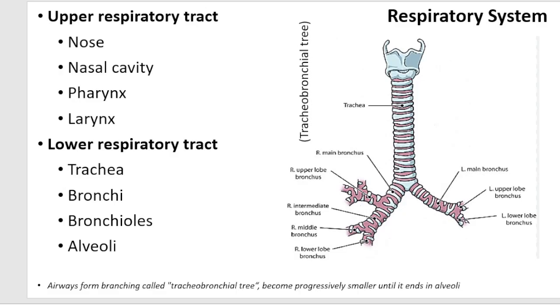Let's break down the respiratory system into two key zones, the upper and the lower tract. The upper tract includes the nose, nasal cavity, pharynx, and the larynx. These structures, as I have already mentioned, warm, filter, and humidify incoming air. The lower tract comprises the trachea, bronchi, forming the tracheobronchial tree, bronchioles, and the alveoli.